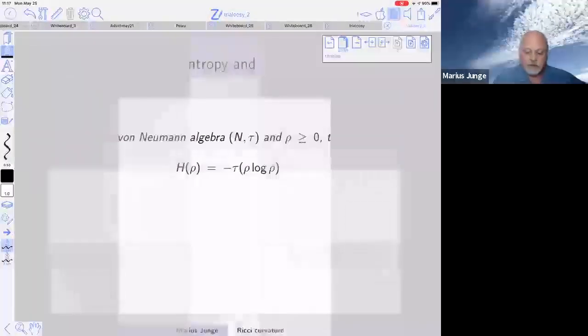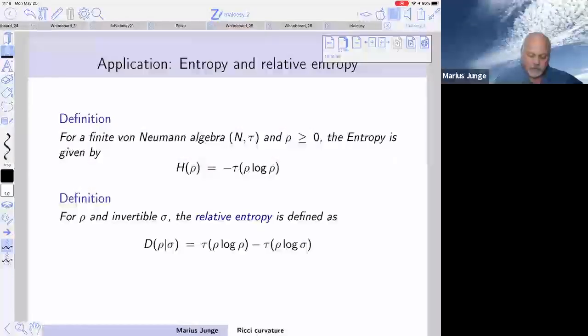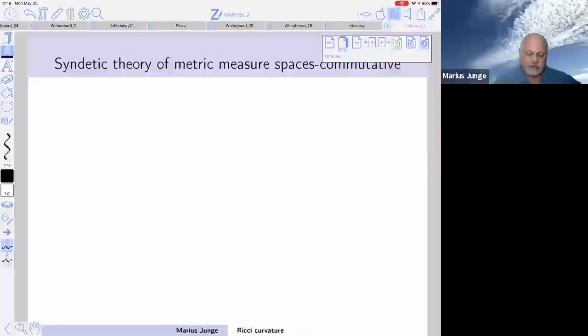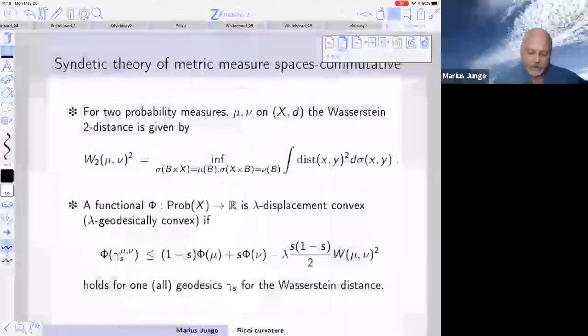Algebras, trace rho. We introduce relative entropy, trace rho, that's rho given sigma, trace rho log rho minus trace rho log sigma. That this actually makes sense is a complete mystery, but I want you to accept that. And then I will give you, I think I have to skip this synthetic theory of metric measure spaces in the commutative space because I will run short of time. I can come back to this in a little bit.